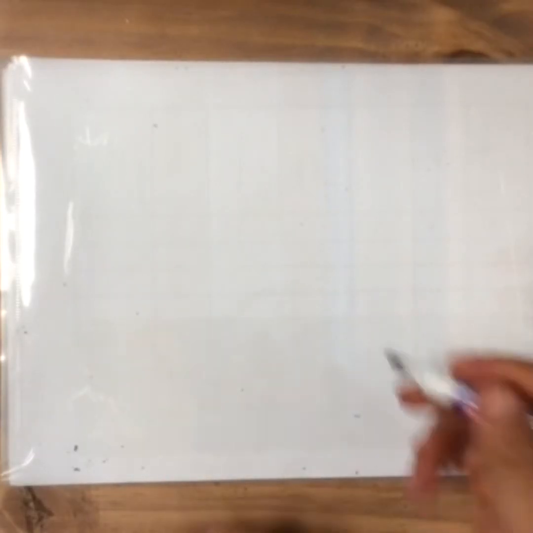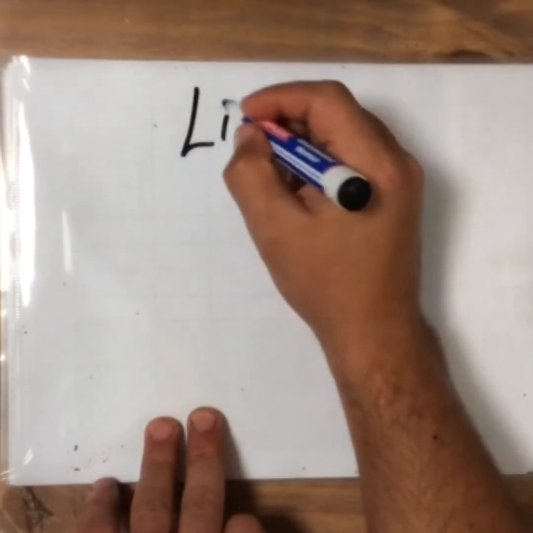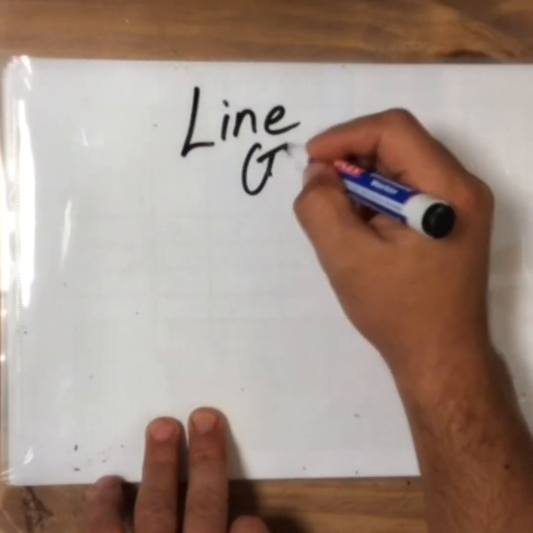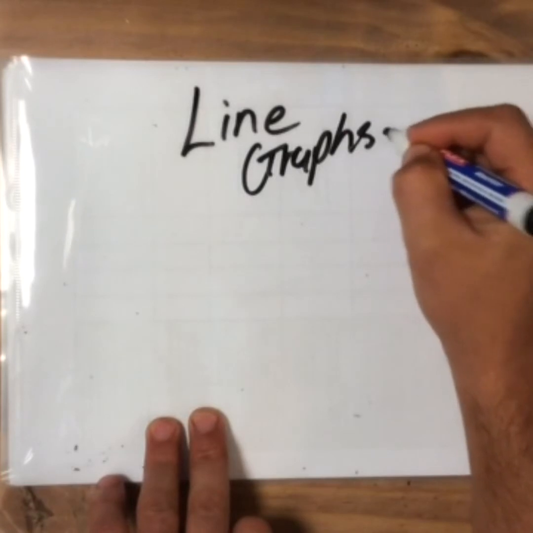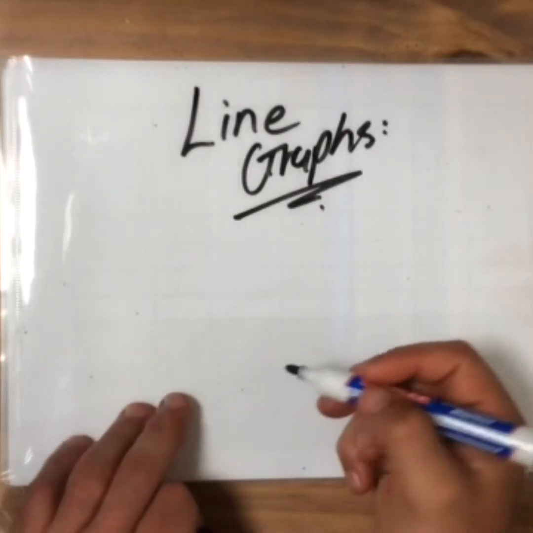Okay, so line graphs. Basically, it's in the name. It's a graph, a graphical image of lines that are changing over a period of time.